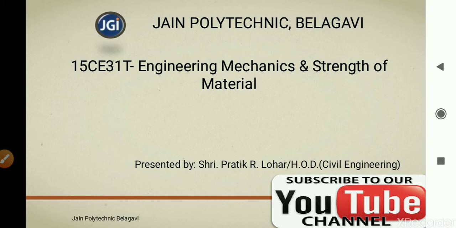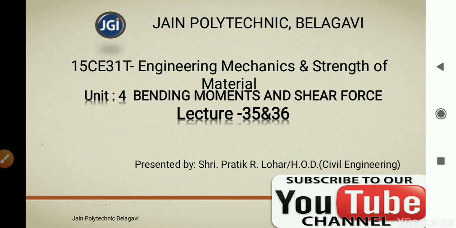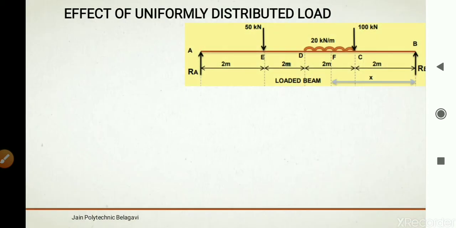We are going to solve one more problem of simply supported beam in this lecture. So, effect of uniformly distributed load. There are 2 point loads acting, one of 50 kN and another 100 kN over the beam at 2 meter interval apart from each support respectively.